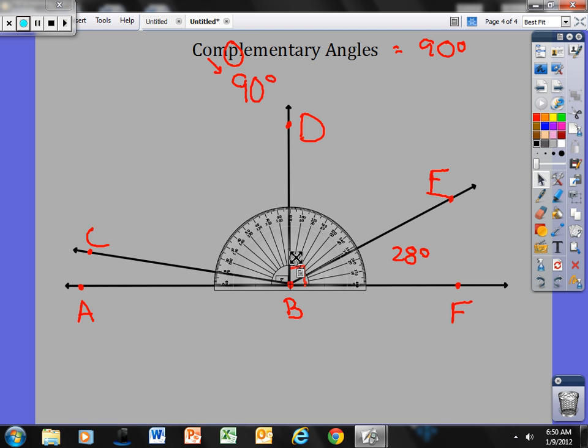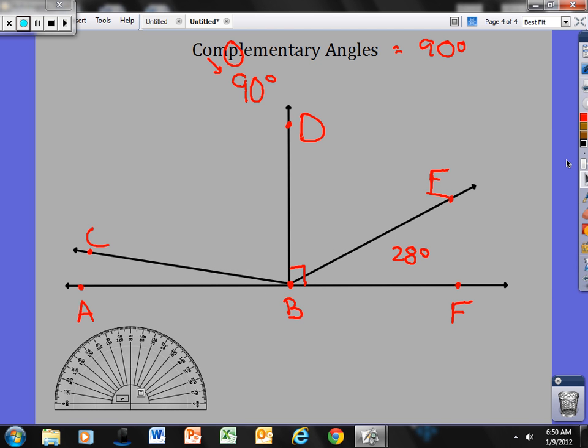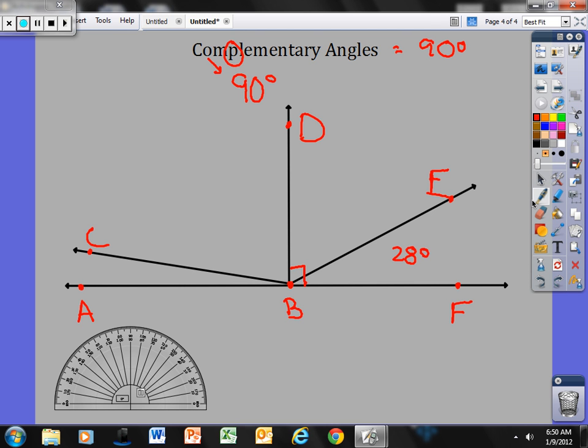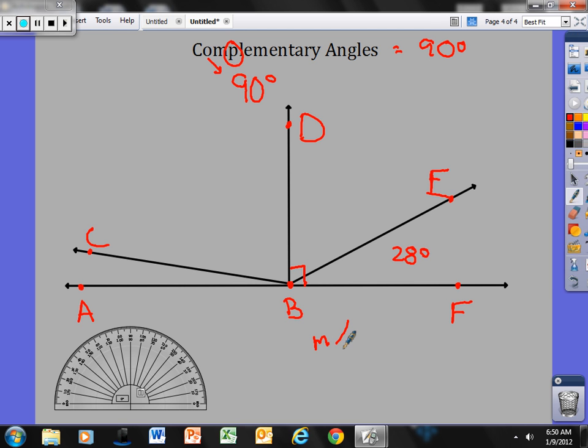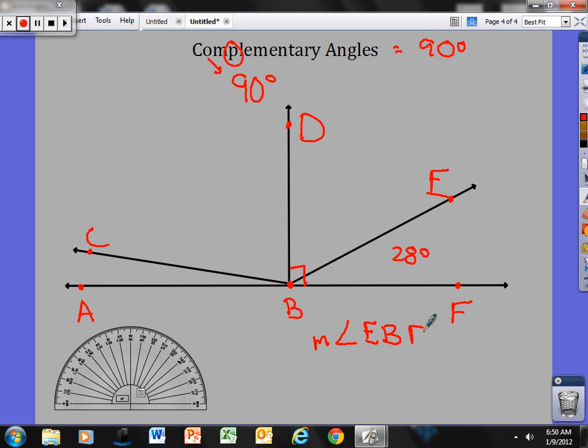Now, I'm going to use my protractor to find the measure of angle EBF. So the measure of angle EBF equals 28 degrees. Now, I want to find the measure of angle DBE. It's complement. Now, I know that from here to here, this whole sector here is 90 degrees. Well, I already have 28 of it.